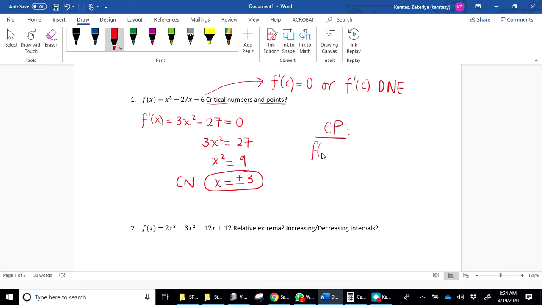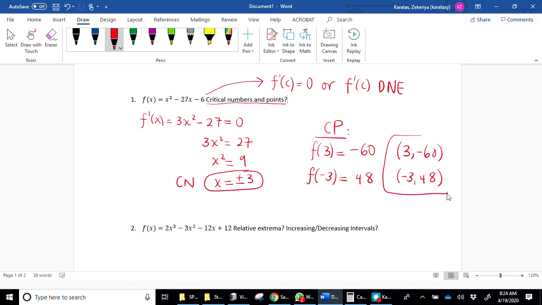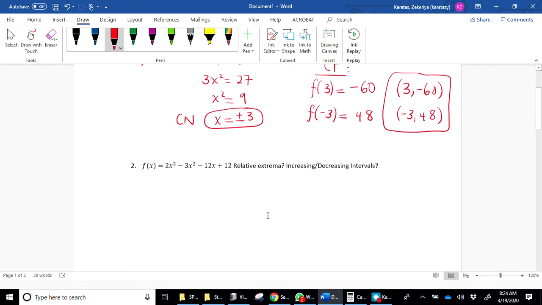So when you find f of 3, you can use a calculator. That's going to be negative 60. So that gives you the first critical point, 3 comma negative 60. And the second one, if you look at f of negative 3, that's going to be 48. That's going to be negative 3 comma 48. So these two are the critical points. Now let's go to our first example.